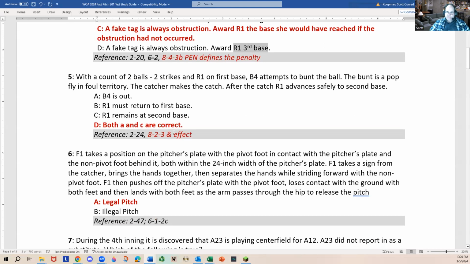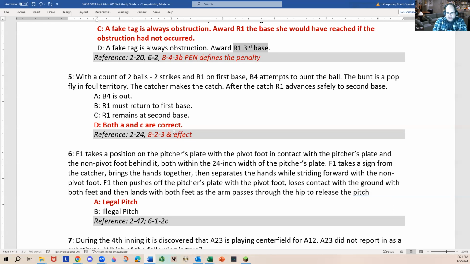Question number 5. With a count of 2 balls and 2 strikes, 2-2, with a runner on first base, batter number 4 attempts to bunt the ball. The bunt is a pop fly in foul territory. The catcher makes the catch. After the catch, R1 advances safely to second base. In other words, they didn't leave early. They were on the base. Catch is made. They take off. And they get to second base safely.